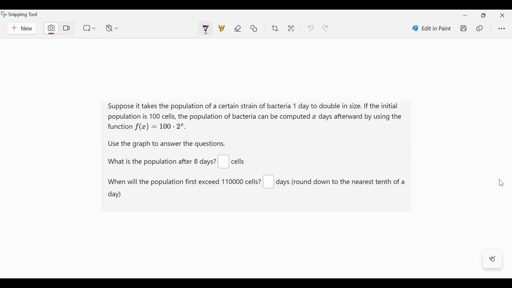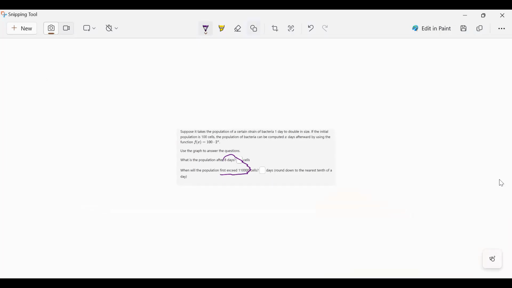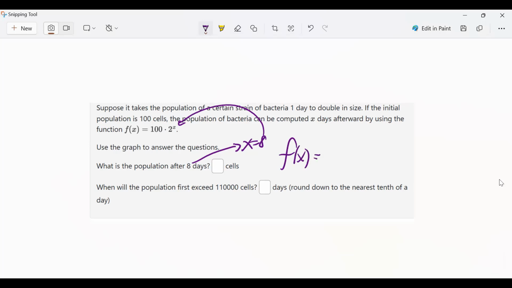Okay, let's go over the solution. After 8 days, that means time t equals x equals 8. Go back here and replace x with 8. So f of x equals 100 times 2 to the 8th power. What is 2 to the 8th? It would be 4 times 4 times 4 times 4, 1024, right?